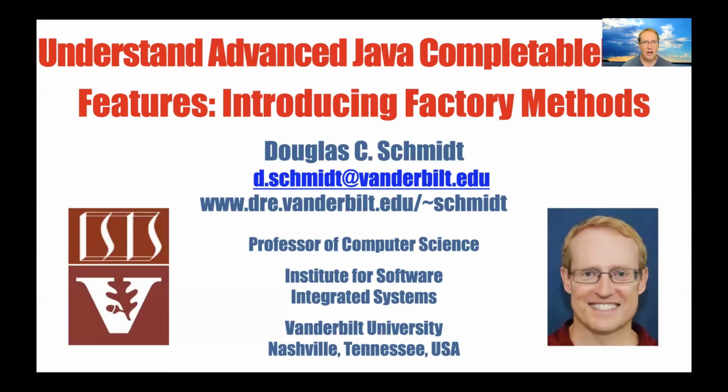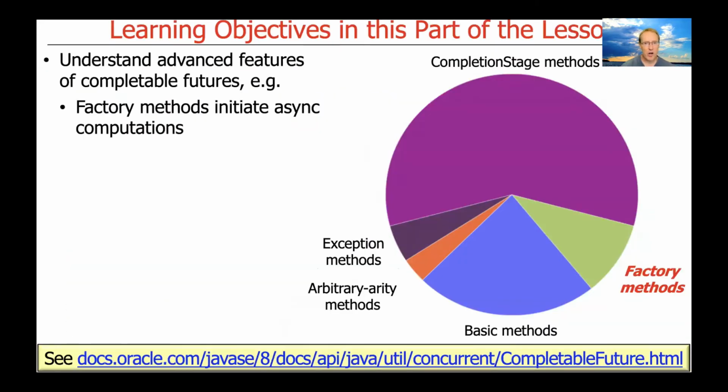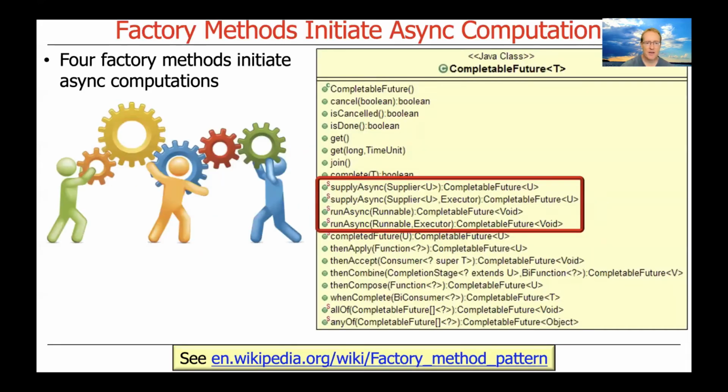So now that we've completed our coverage of the basic features of CompletableFuture, let's start delving into some of the advanced features, beginning with the beginning, which are the factory methods. They're the ones that set the wheels in motion, as it were. If you recall in our intro from a few lessons ago, factory methods are what are used in the CompletableFutures framework to initiate asynchronous computations.